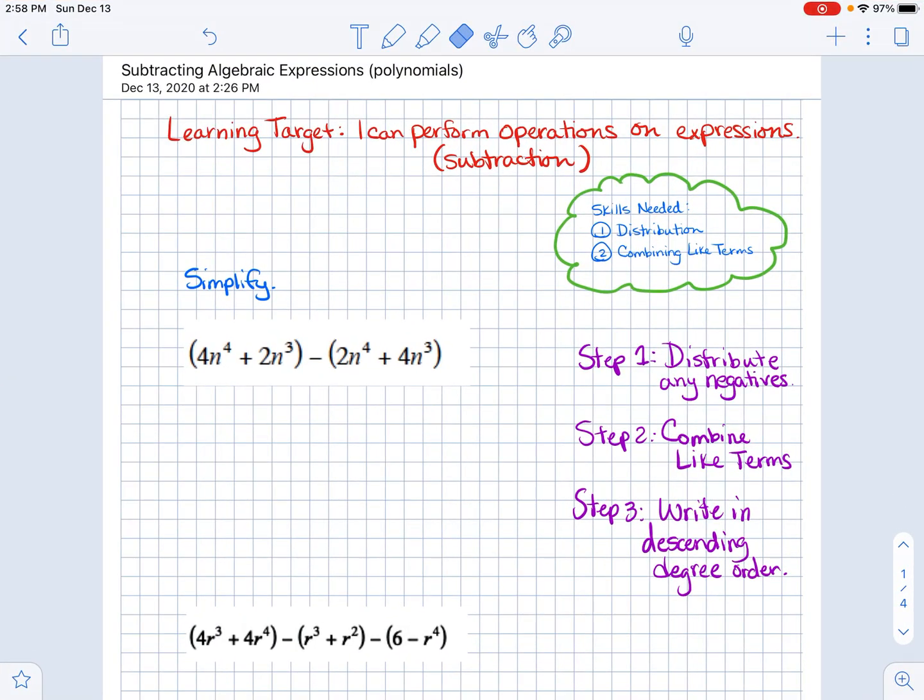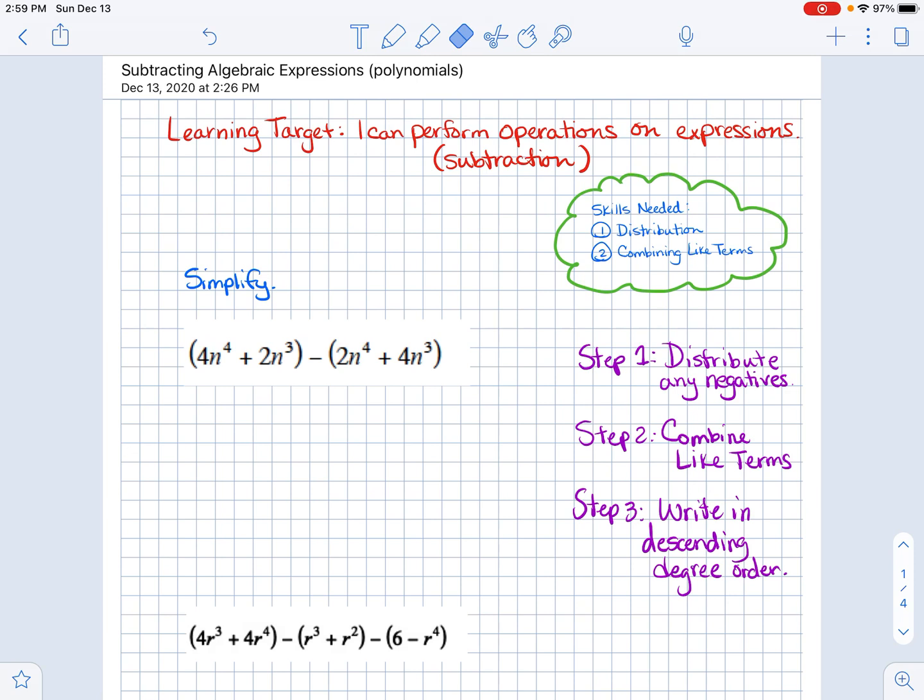Today, we're going to continue with our learning target of I can perform operations on expressions. This week, we're going to focus on subtraction. Remember that we started 2 weeks ago with addition of polynomial expressions or algebraic expressions, and we learned how to combine like terms. We also spent last week talking about multiplying expressions together and something called the distributive property. This week, we're going to focus on performing operations on expressions, but this time it's going to be subtraction.